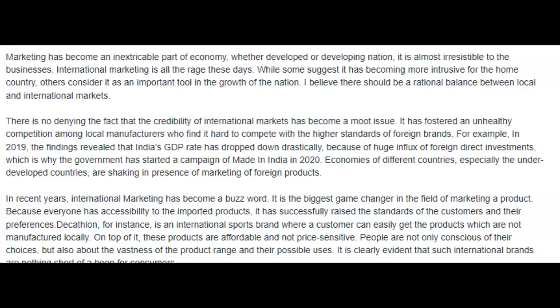Marketing has become an inextricable part of the economy. You do need a the here. Whether, all right, there's some awkwardness here. So, marketing has become an inextricable part of the economy for both developed or developing nations. Period. It is almost irresistible to the businesses.